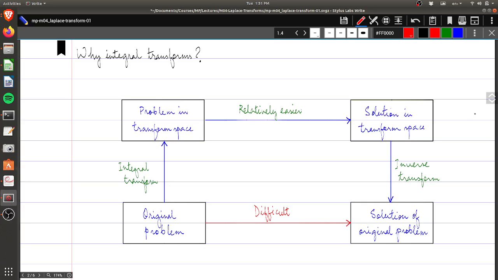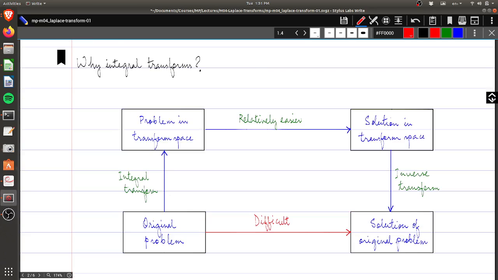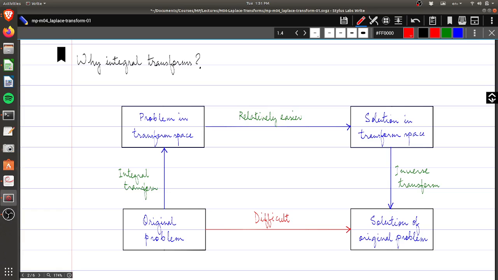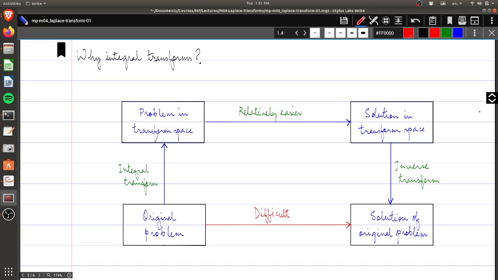Yes, sir. So how does that happen? How are you able to do that so fast? You are recording the voice and in real time you're able to see those effects. That's because integral transforms are being used. The original problem is your voice. Let's say you want to increase the pitch of your voice. That's the solution that you want to find out.